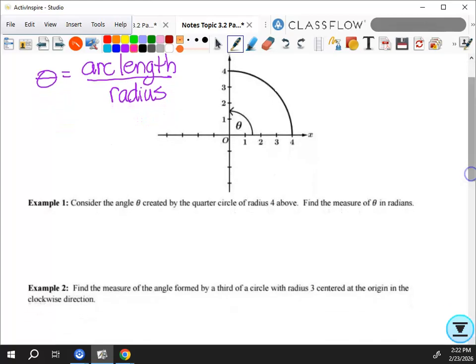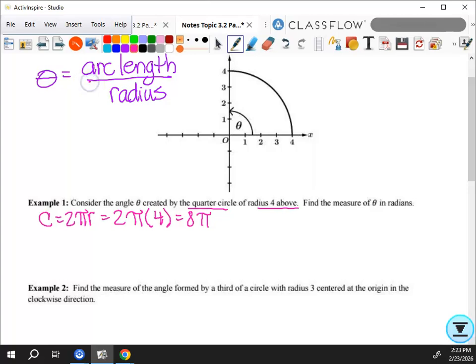We have this little picture here. It says, consider the angle theta created by the quarter circle of radius 4 above. Find the measure of theta in radians. So the first thing I need is the circumference. Circumference is 2 pi r, which is 2 times pi times the radius, 4. That gives me 8 pi. That's the entire distance around the entire circle. Do I actually care about the entire circle? No, I want a quarter, a fourth of it.